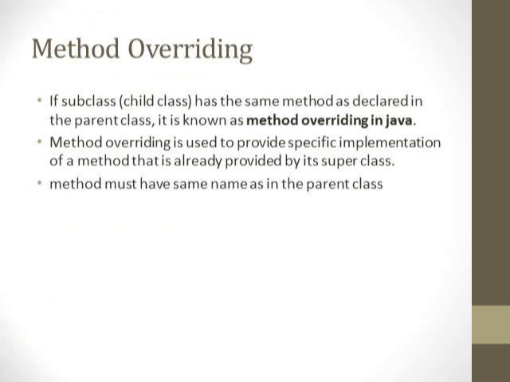Now we talk about method overriding in Java. If a subclass has the same method as declared in the parent class, it is known as method overriding in Java. Method overriding is used to provide a specific implementation of a method that is already provided by its superclass. The method must have the same name as in the parent class.